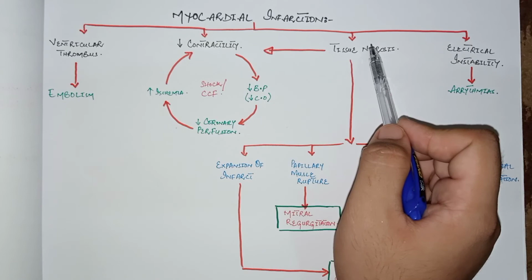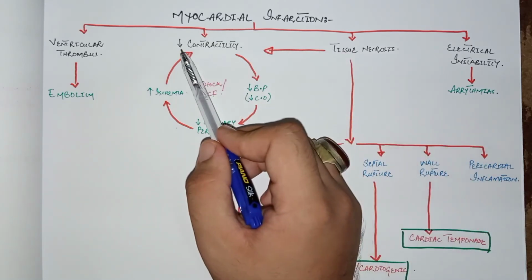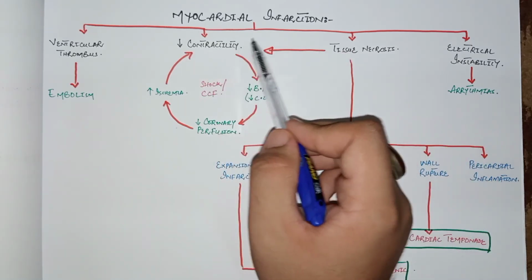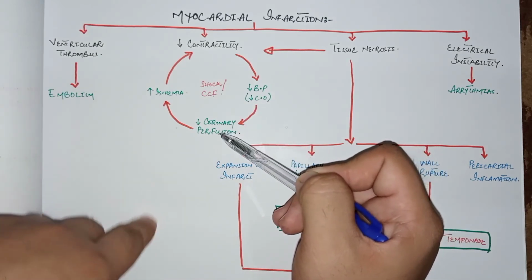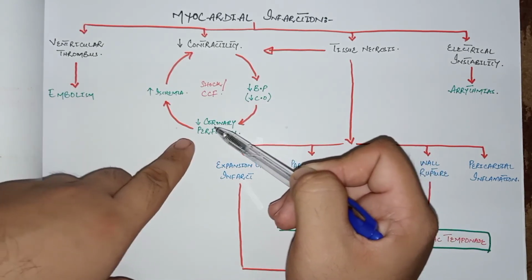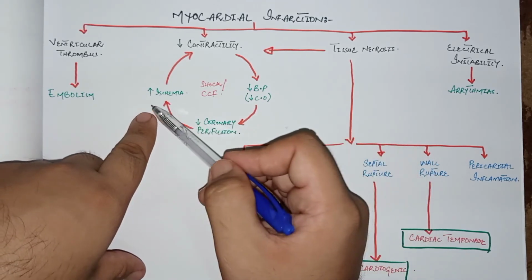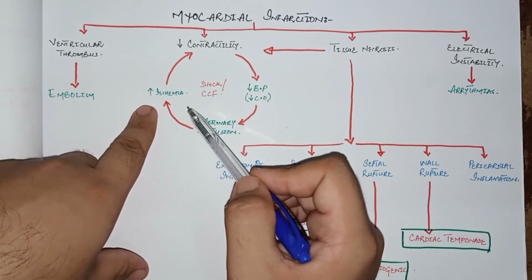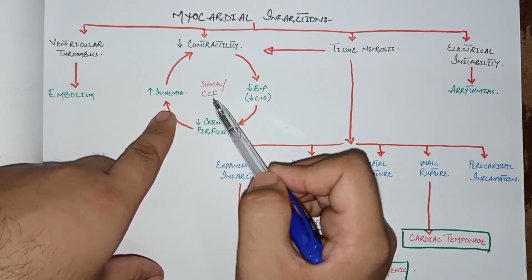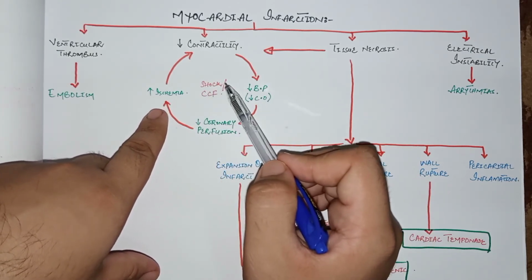Due to tissue necrosis of the myocardium, there is reduced contractility. Due to decreased contractility, less cardiac output is generated and causes decreased perfusion of the coronary arteries. Due to decreased perfusion, there are more chances of ischemia, and ultimately a vicious cycle is started, and it ends up with acute cardiac failure or cardiogenic shock.